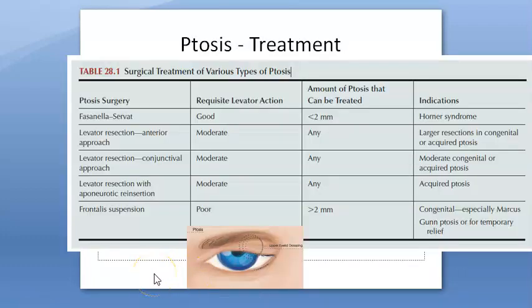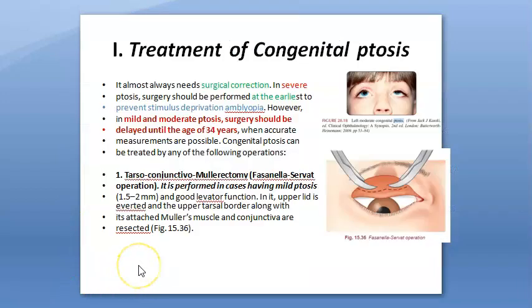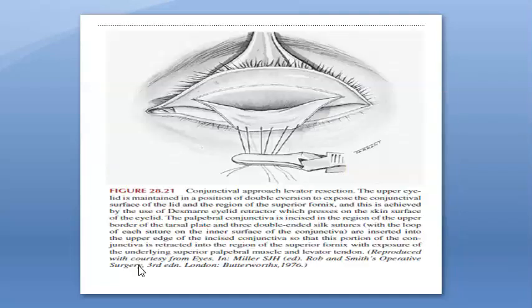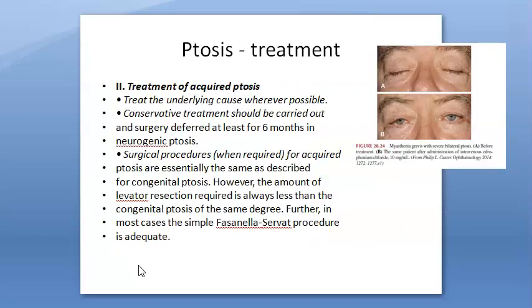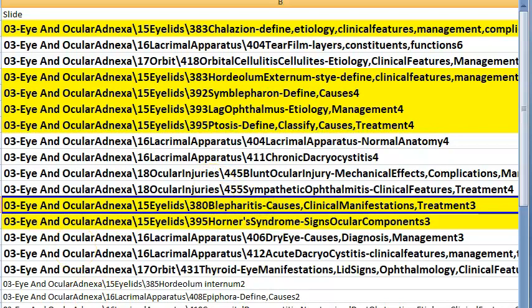This is the treatment for ptosis: Fasanella-Servat operation, levator resection, frontalis suspension. We have looked at all this in the detailed video. Fasanella-Servat is tarsoconjunctivomullerectomy, then levator resection, then frontalis sling. Treatment of acquired ptosis is the same way, and treat the cause mainly, such as myasthenia gravis. What would you give in myasthenia gravis? Neostigmine and all those.